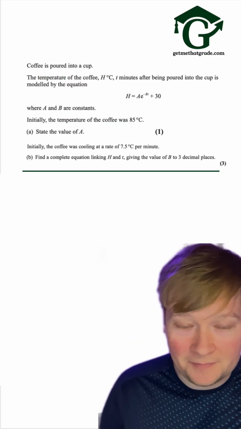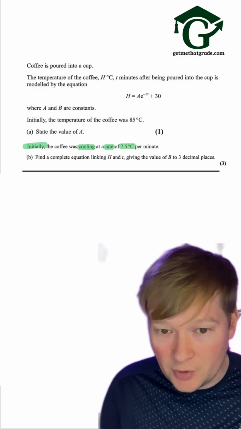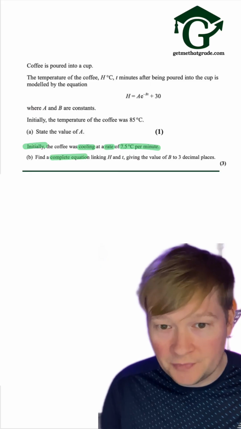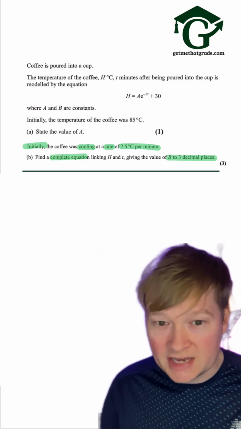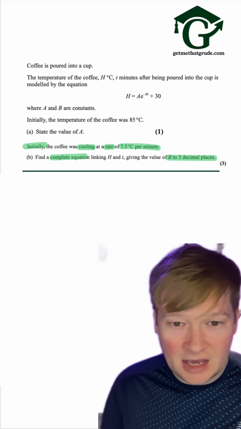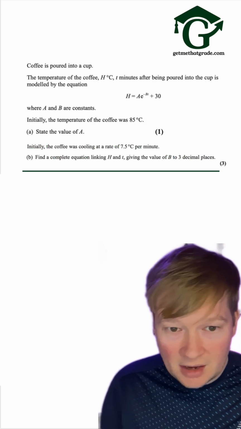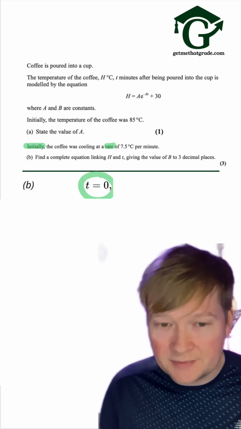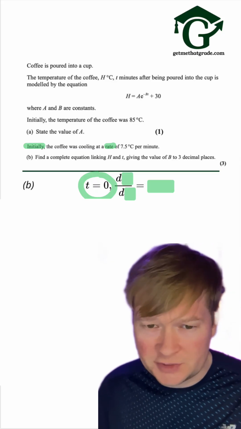55. Part B. Initially, the coffee was cooling at a rate of 7.5 degrees C per minute. Find a complete equation linking H and T, giving the value of B correct to 3 decimal places. Let's think about what this means. It said initially, that again means T equals 0. And it's talking about a rate. So that's the rate of change. The rate of change of what with respect to what?